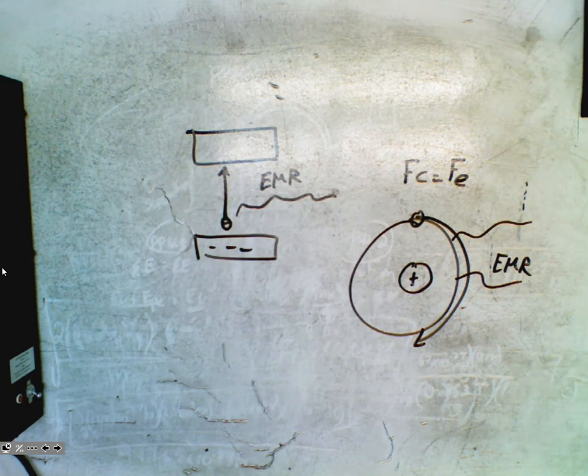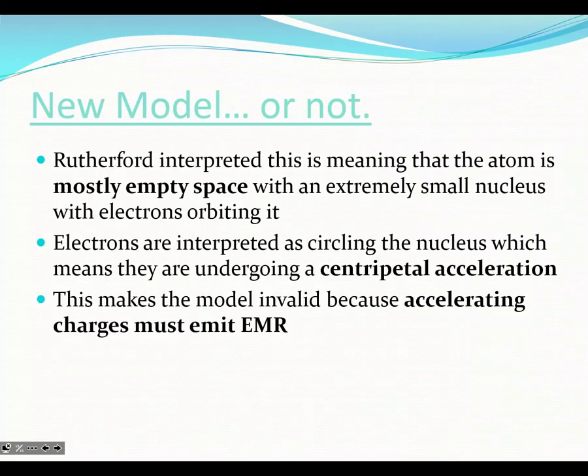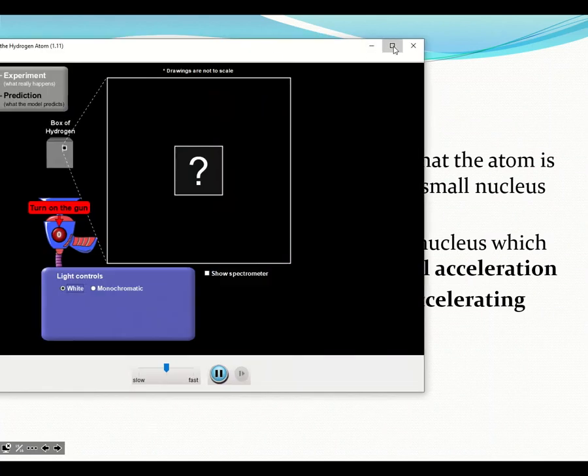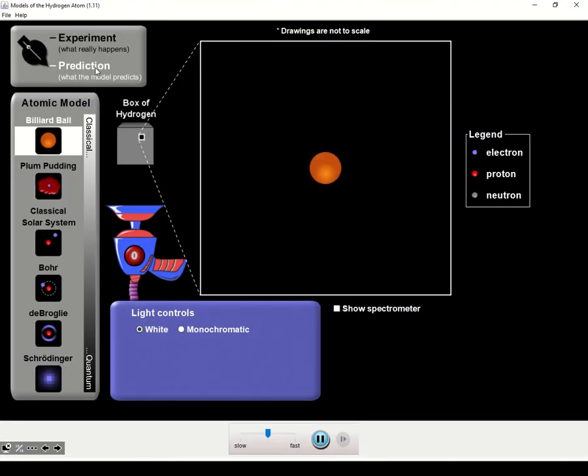EMR is energy. Right now they have kinetic energy as they go around. So if they lose energy in the form of EMR, something's going to happen to the atom, right? So this makes this model very invalid because accelerating charged particles must emit EMR. And if they are emitting EMR, let's take a look at what would happen.